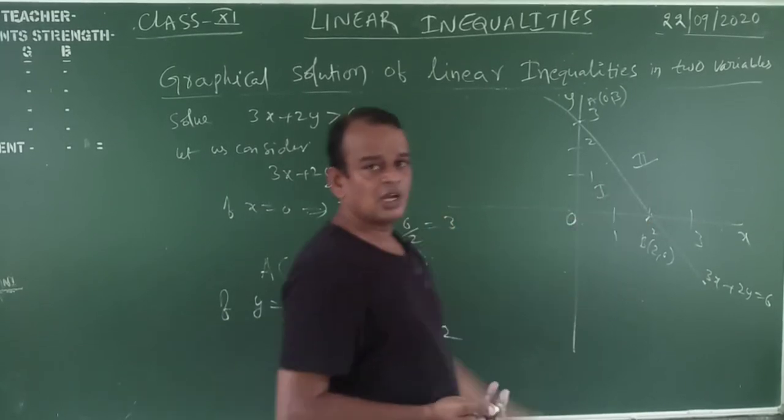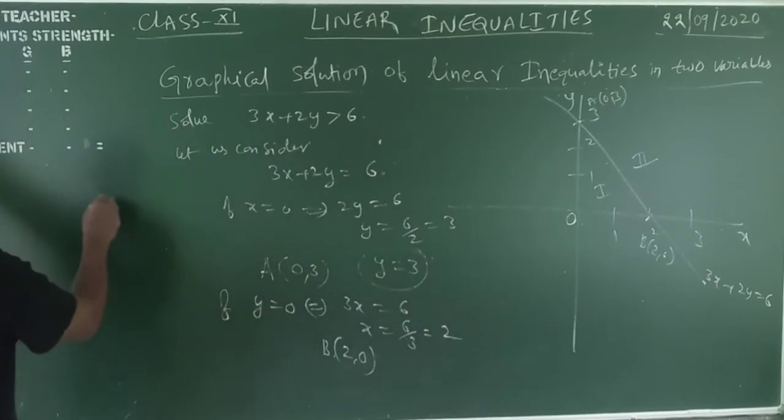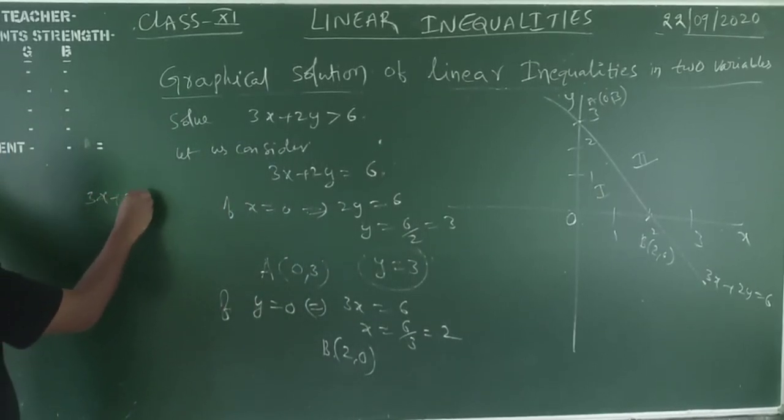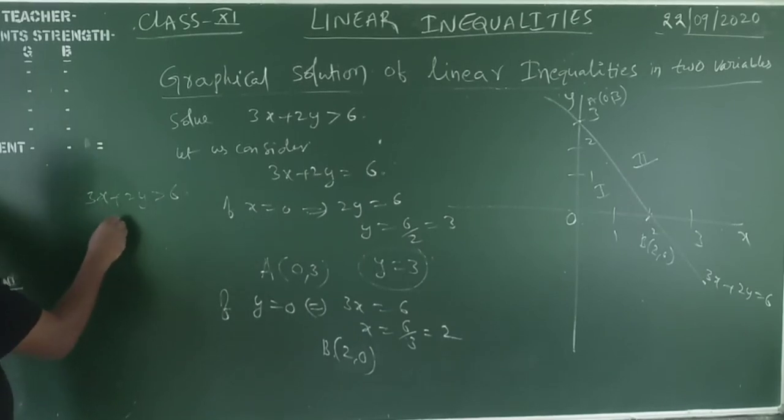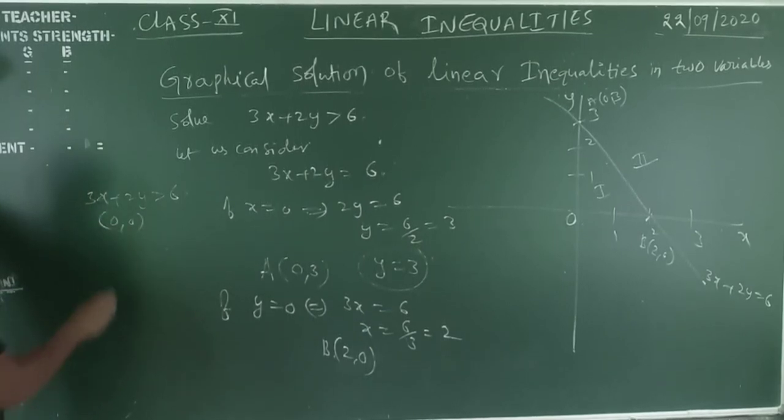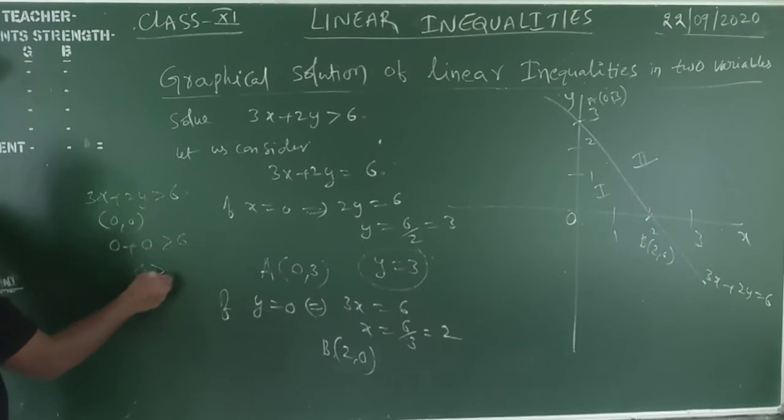How to check? We will take the inequality. What is the inequality? 3x plus 2y greater than 6. Clearly observe that. Put x equal to 0, y equal to 0. What happened? 3 into 0 plus 2 into 0 greater than 6. 0 greater than 6, is it right or wrong? 0 is greater than 6? No. The condition is not satisfied.